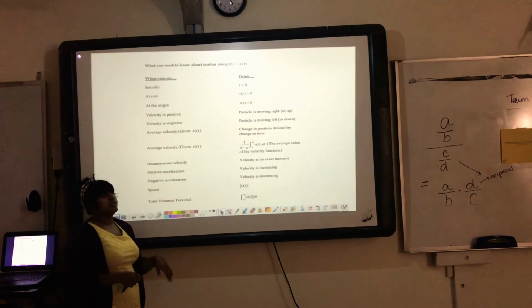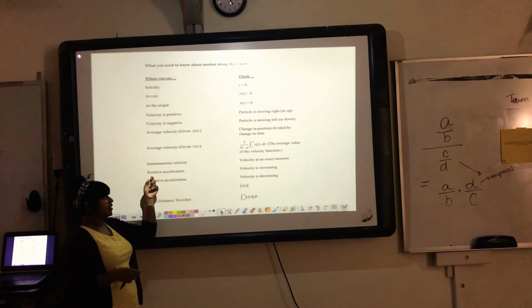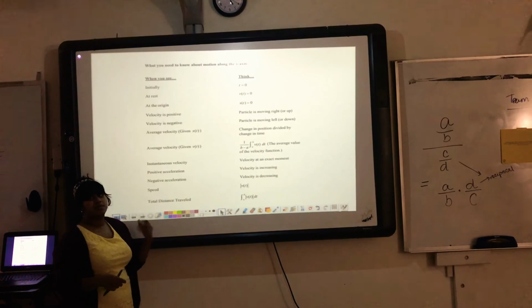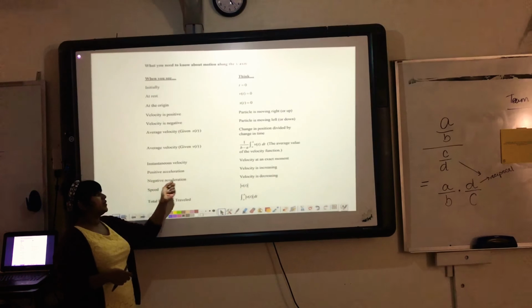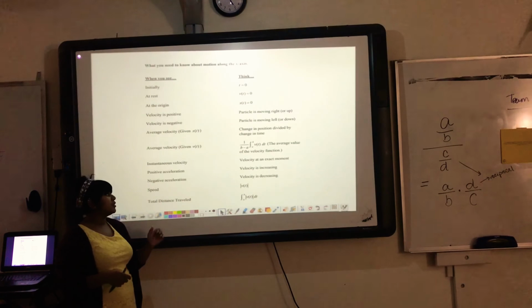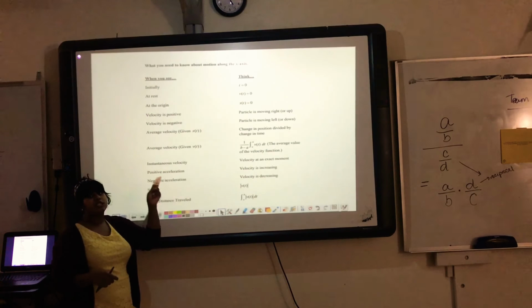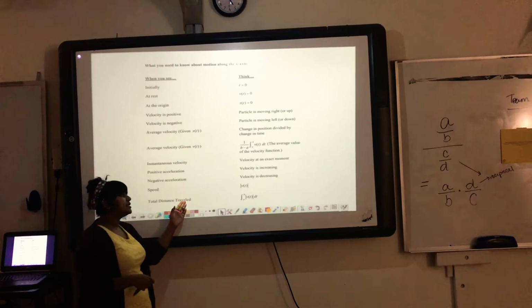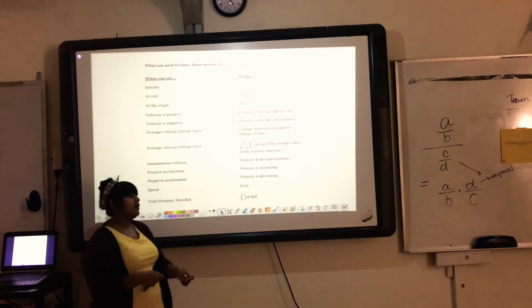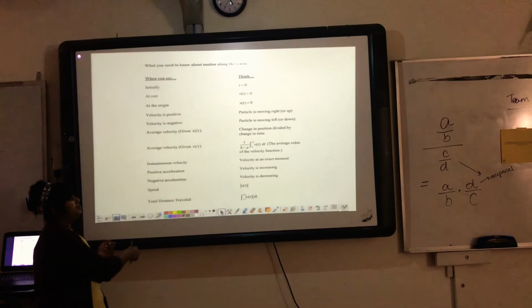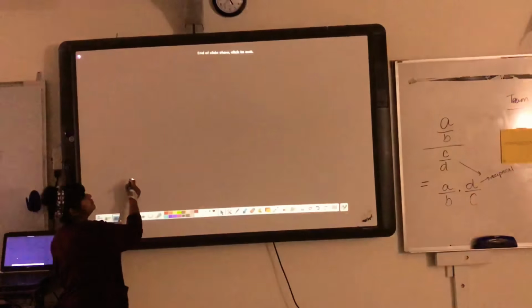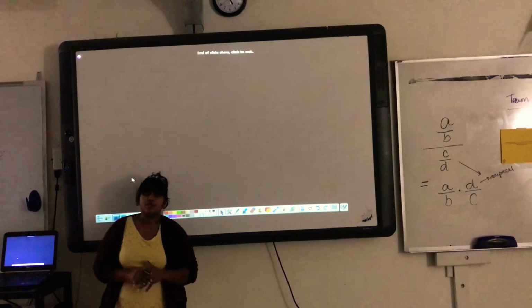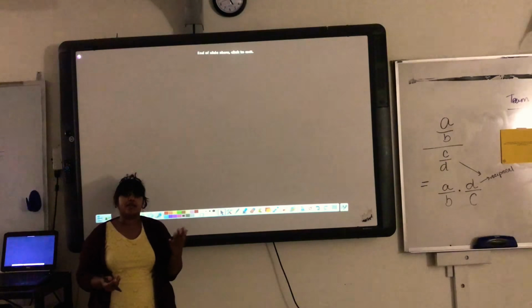Instantaneous velocity is velocity at that exact moment, which is my derivative. Positive acceleration tells me velocity is increasing, negative acceleration tells me velocity is decreasing. Speed is the absolute value of velocity, and total distance traveled is simply the definite integral of the absolute value of velocity. And that's all I've got for you. We'll continue on in 8.2 talking about area and the integral.